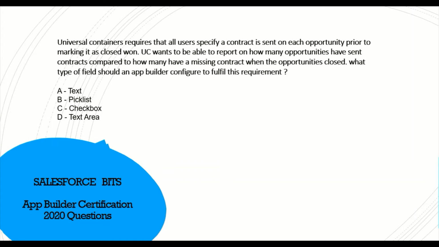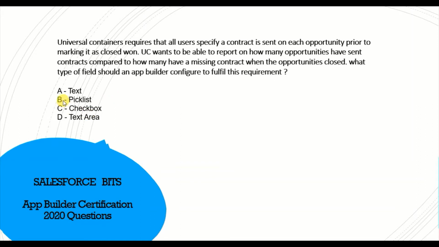So I would say the first option A and the last option D are ruled out because I don't think this is the right way to check this. Like text area and text field, you can enter anything, and I don't think you will be able to report on that, because suppose a sales rep enters, okay, contract is sent, the other sales rep enters sent contract, or another says just sent, so we will not be able to track on those values.